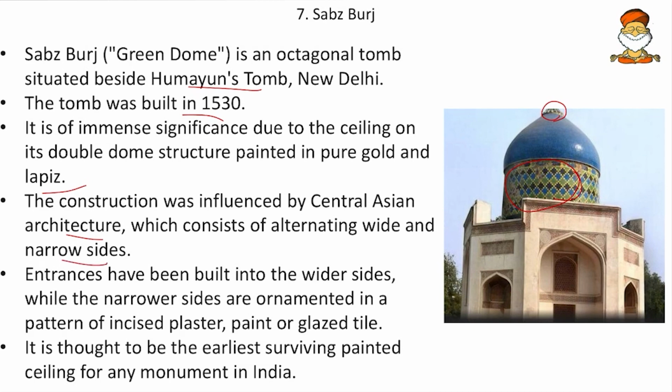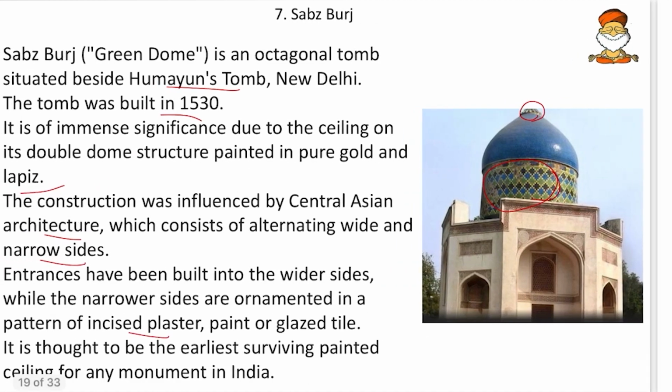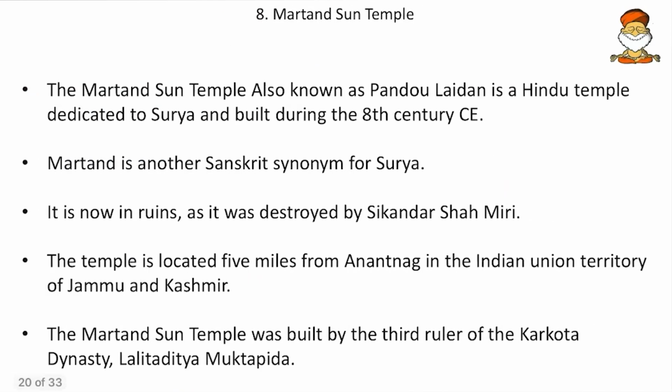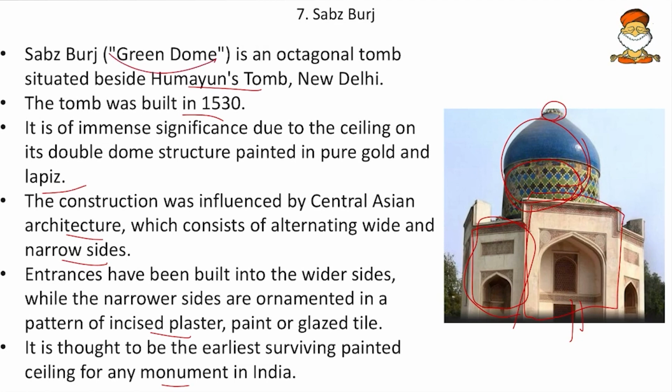And then the construction was influenced by Central Asian architecture, which consists of alternating wide and narrow sides. That is, the entrances have been built into the wider sides, while the narrower sides are ornamented in the pattern of incised plaster, paint, or glazed tiles. So here we can see one is the narrower side and the other is the wider side. So this wider side forms the entrances and the narrower sides form just the decorations. And it is thought to be the earliest surviving painted ceiling for any monument in India. So this is the first ceiling that is being painted. So here we can see, and even inside, the ceiling might be painted. So remember Sabz Burj or the green dome.